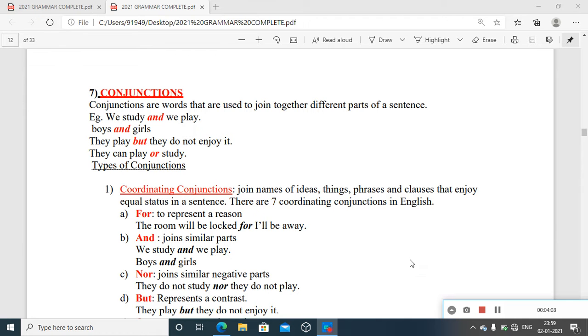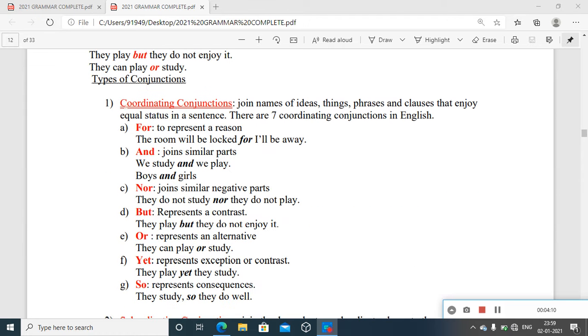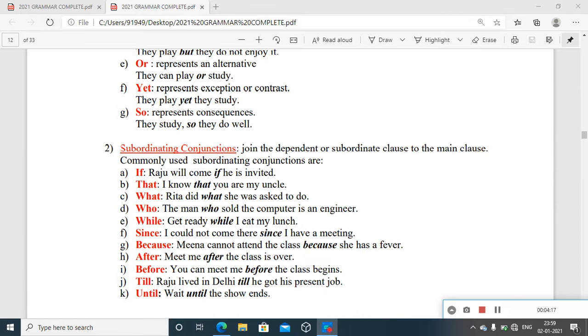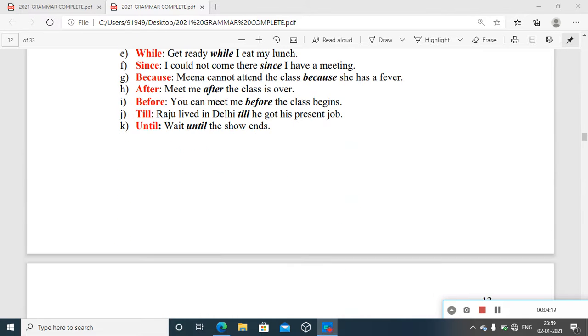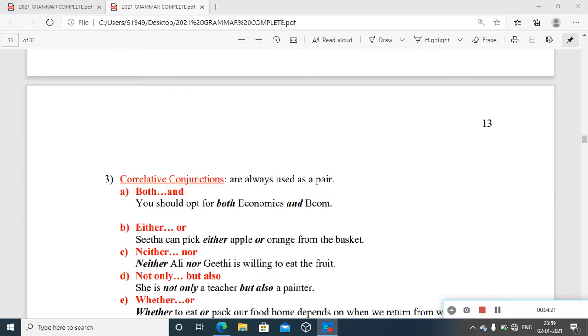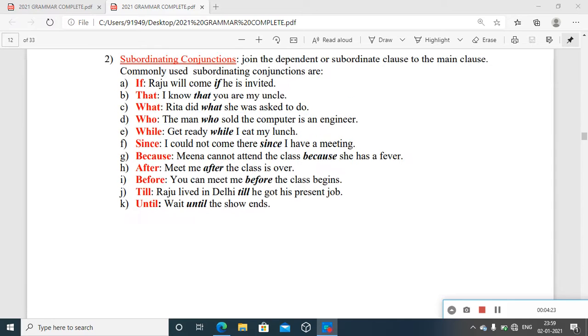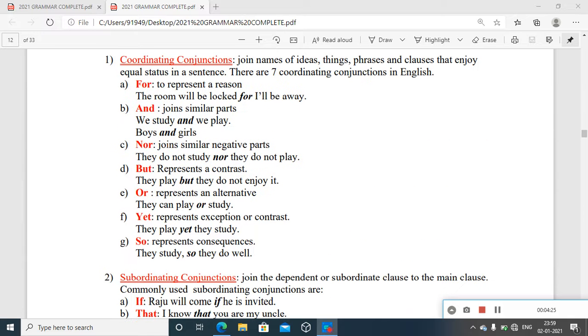And types of conjunctions, mainly we have three main categories. The first one is coordinating conjunction, the second main type is subordinating conjunction, and the third one is correlative conjunction. Under that, we will look at different conjunctions available in English, as examples.